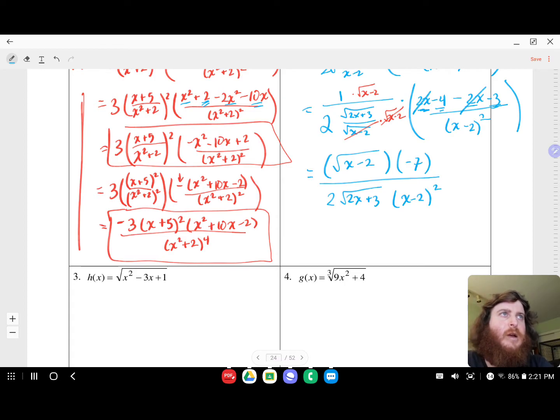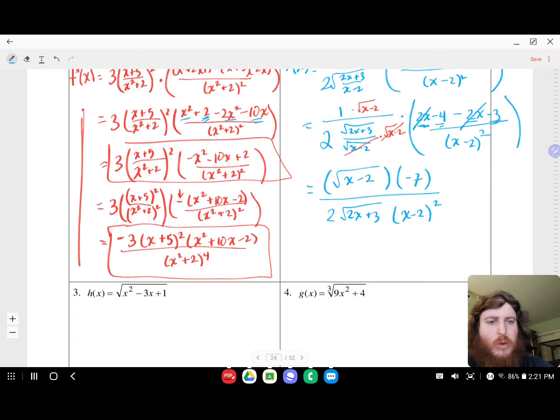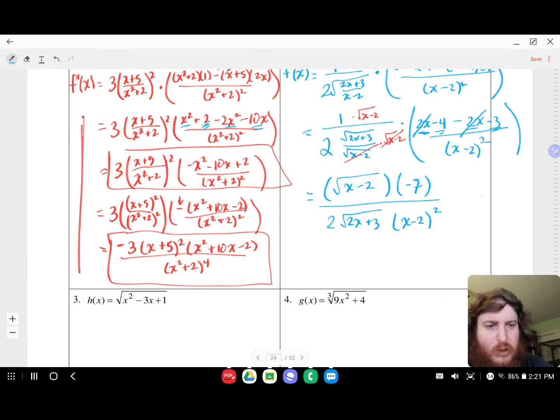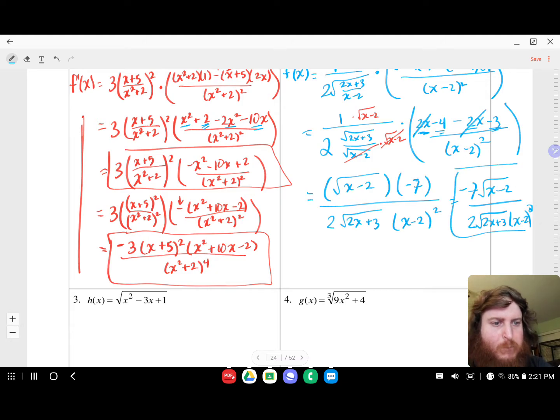Okay, and this is a perfectly fine answer. We can leave our answer like this, maybe move the negative 7 to the front. So negative 7 square root of x minus 2 over 2 square root of 2x plus 3 times x minus 2 squared. That's full credit. And that's probably how I would write it.